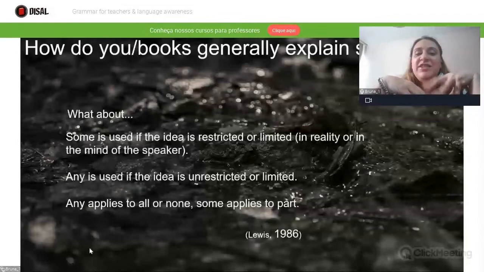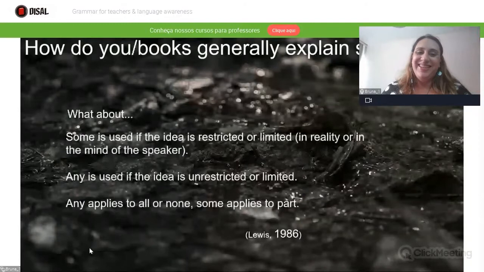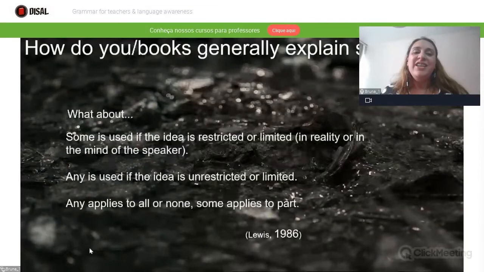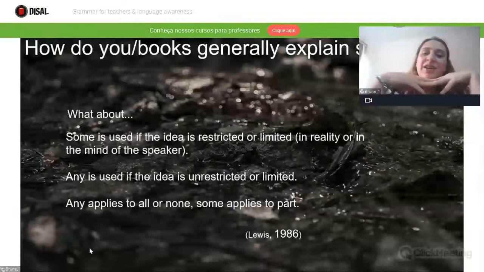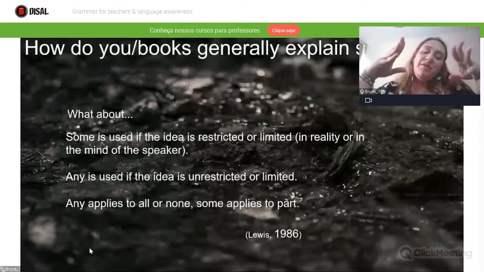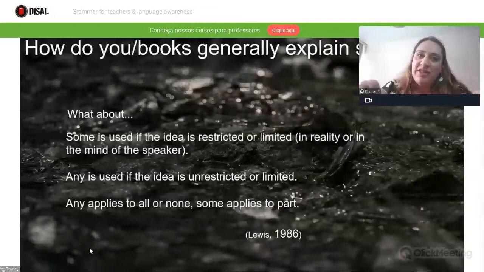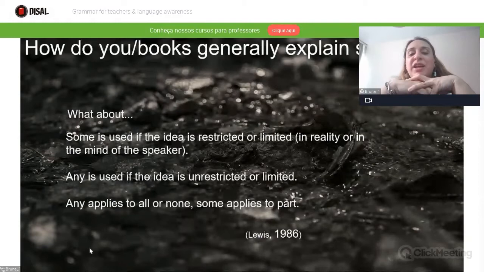So some is used if the idea is restricted or limited. So I like some pop music. And any is used if the idea is unrestricted or unlimited. Any applies to all, some applies to part. So if you think that any applies to all, I like any pop music always applies to all. If I say I like some pop music, it applies to part.